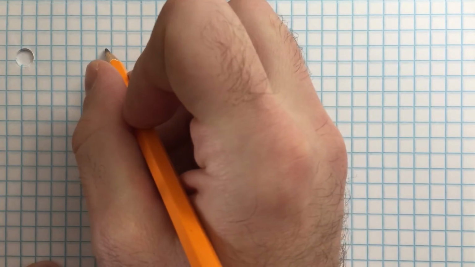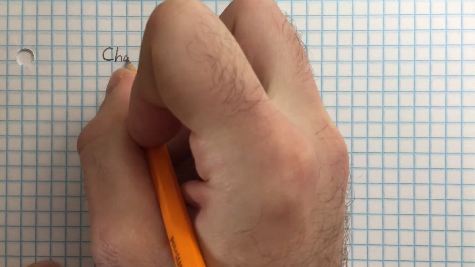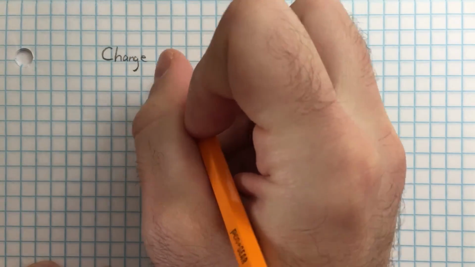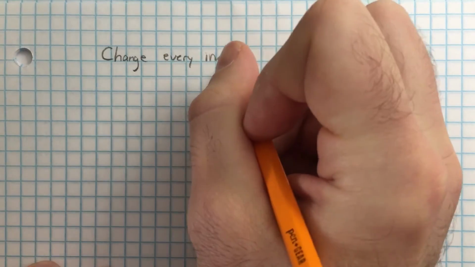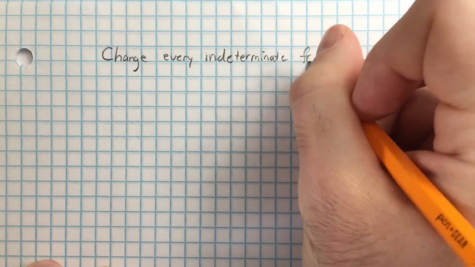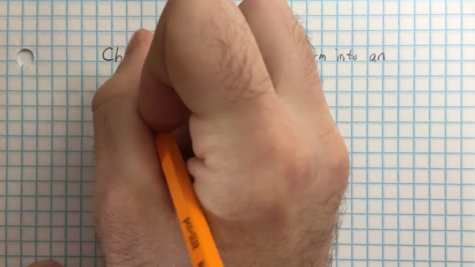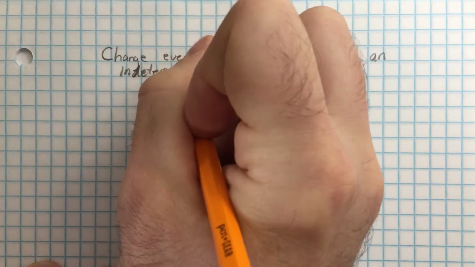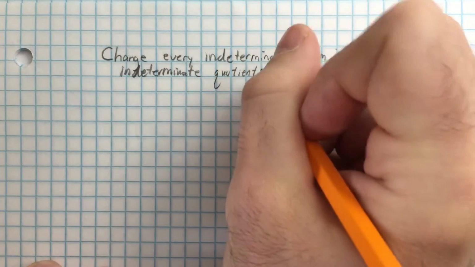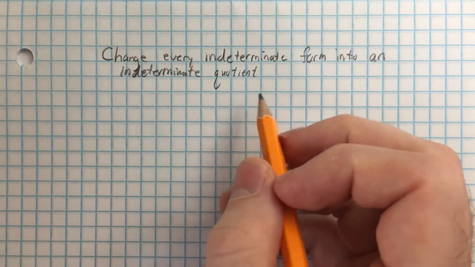I'd like to bring an example of each of the three types of indeterminate forms I just discussed and show how to solve them. The overall theme of how to solve them will be always to change every indeterminate form into an indeterminate quotient. That way L'Hopital's rule actually applies. It always has to be the form of indeterminate quotient before L'Hopital's rule can be used.